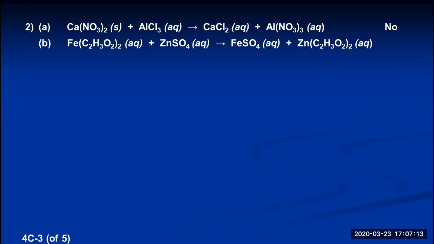So because on paper, when we switch the partners, we did not produce a solid, water, or a gas, that means no reaction would occur if we mix together solutions of iron 2 acetate and zinc sulfate.